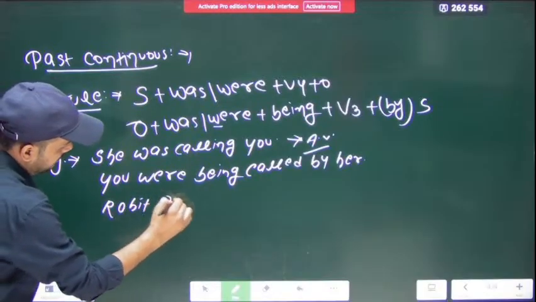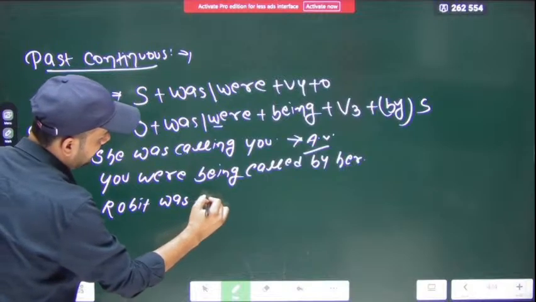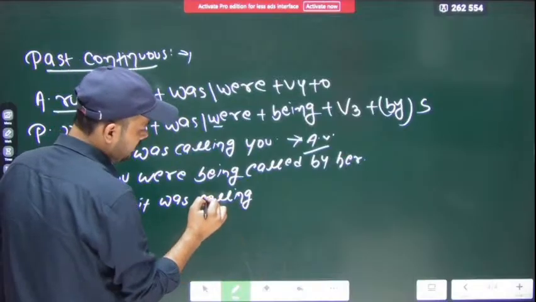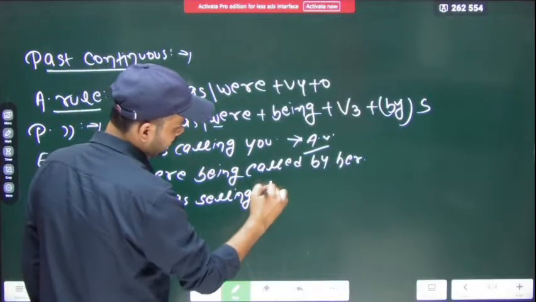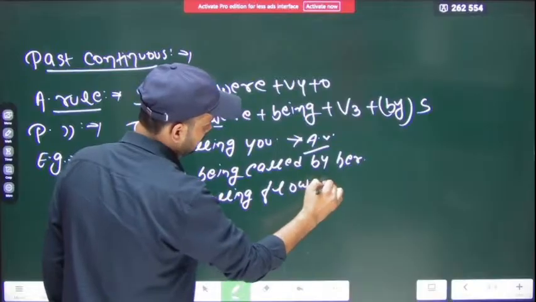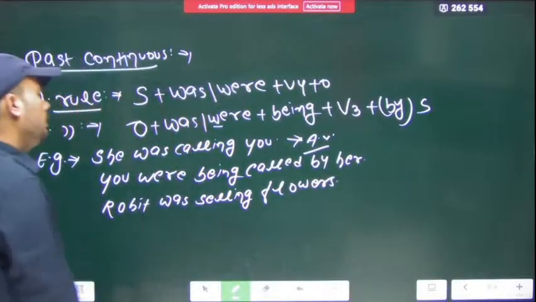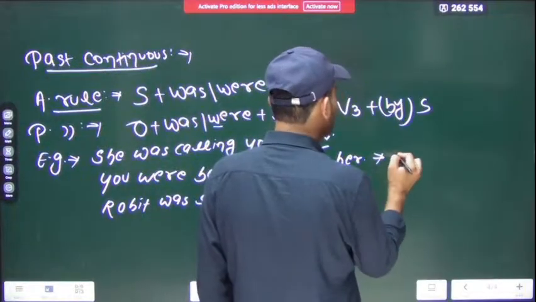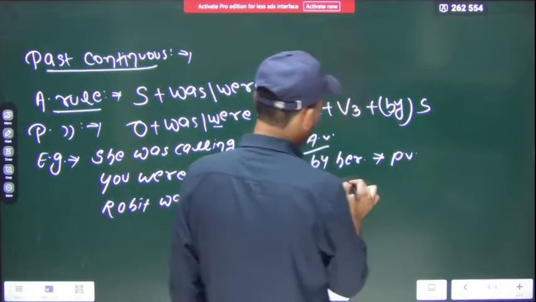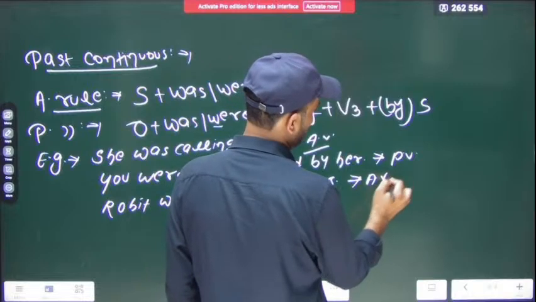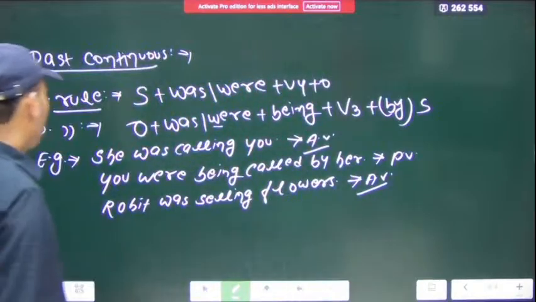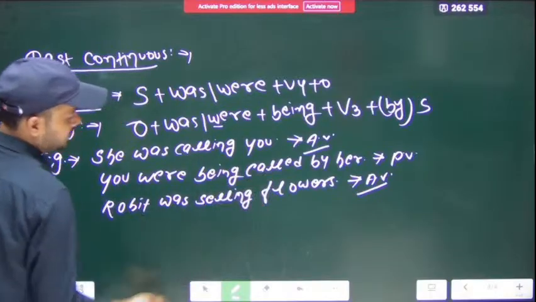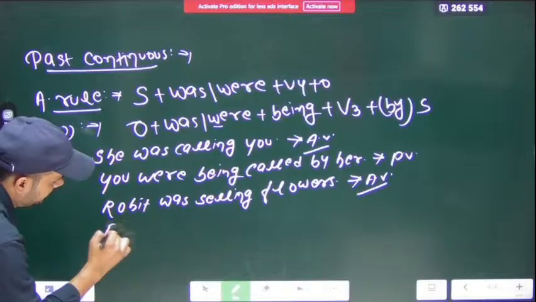Rohit was selling flowers. Rohit was selling flowers. Okay, this is also active voice. Now, if I go and make passive voice, then see how can I do this. First of all, we will take object once again. What is object here? Flowers. Okay, so flowers I'll write in beginning.